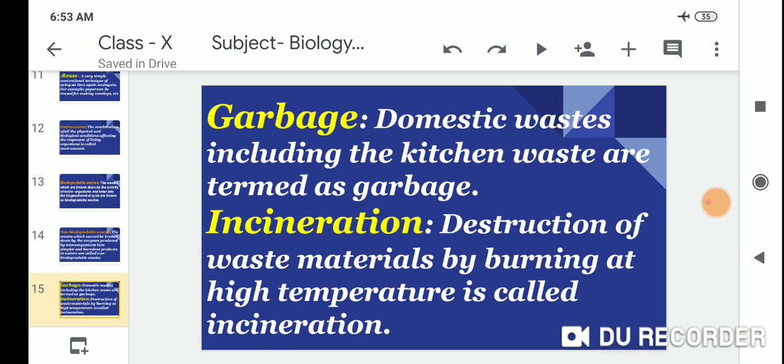Incineration. Destruction of wastage material by burning at high temperature is called incineration.